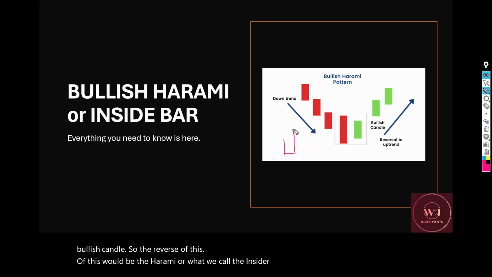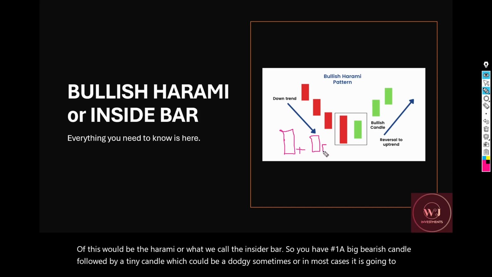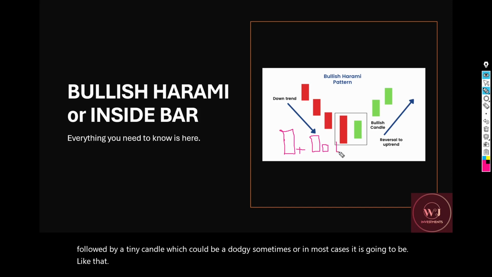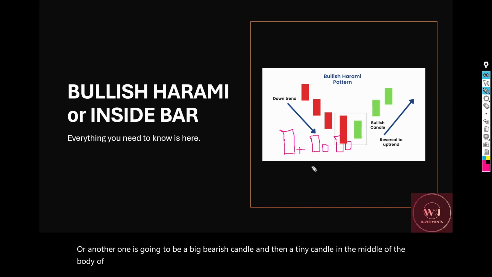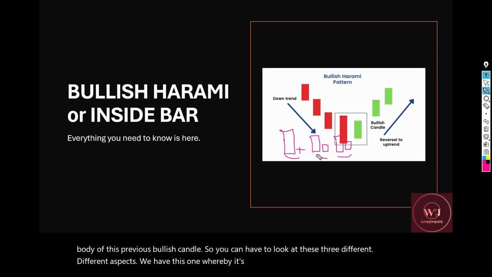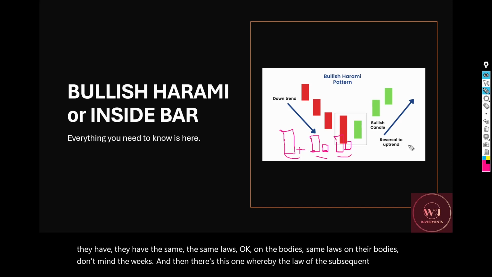So you have, number one, a big bearish candle followed by a tiny candle which could be a doji sometimes, or in most cases it is going to be like that. Another one is a big bearish candle and then a tiny candle in the middle of the body of the previous bearish candle. So you can look at these three different aspects. We have this one whereby it's followed by a doji. Then you have this one, they have the same lows on the bodies. Don't mind the wicks. And then there's this one whereby the low of the subsequent bullish candle is slightly higher.